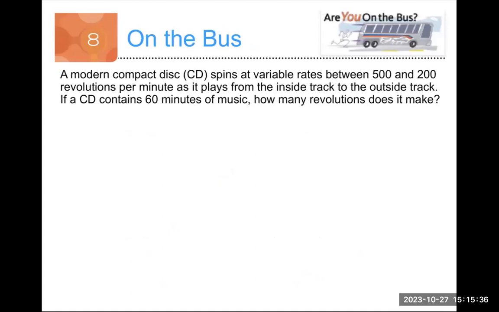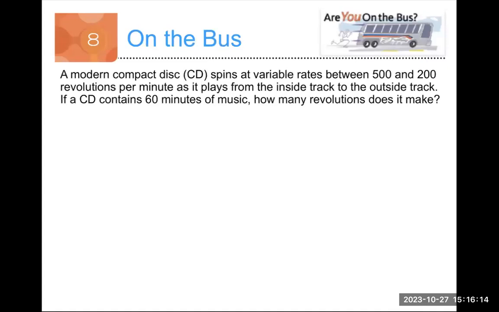Okay, so back to our compact disc. It spins at variable rates between 500 and 200 revolutions per minute as it plays from the inside track to the outside track. The CD contains 60 minutes of music. How many revolutions does it make? Now what we're going to assume is that it would be a constant acceleration.